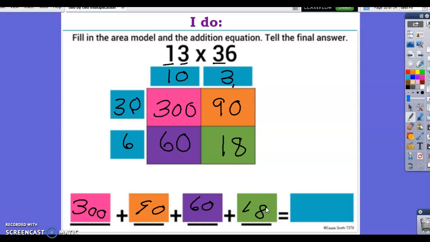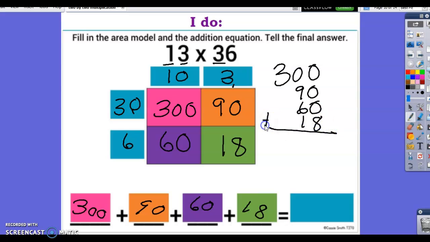I can't do horizontal, so I'm going to write it over here. 300 plus 90 plus 60 plus 18. Make sure your digits are lined up, and you can add. Then you have 16 and 1 and a 4. And the equation answer is 468.